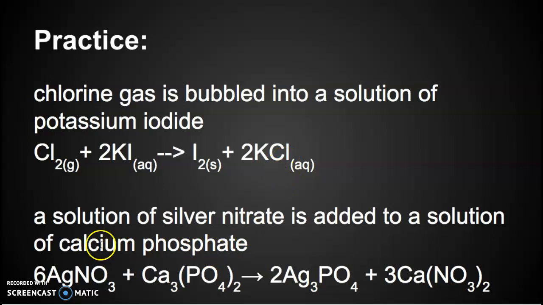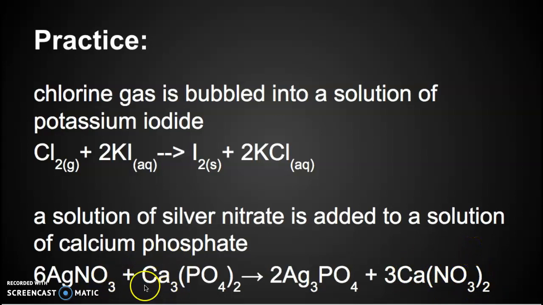In the second one, we have a solution of silver nitrate that's added to a solution of calcium phosphate. So we have silver nitrate and calcium phosphate. Again, we have 2 compounds here, so we're thinking double replacement. So I'll just take the first positive with the second negative, and the second positive with the first negative. Silver's +1, phosphate is -3, so you put them together and get Ag3PO4, silver phosphate. Calcium's +2, nitrate's -1, so you put them together and get Ca(NO3)2, calcium nitrate. And then we need to balance.